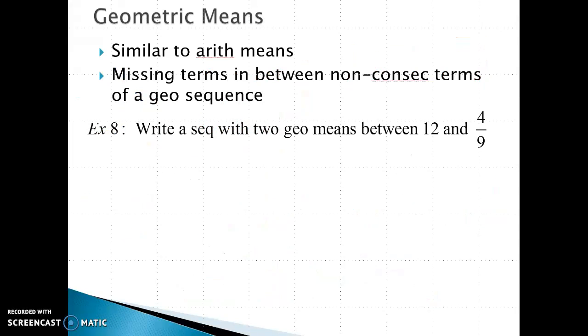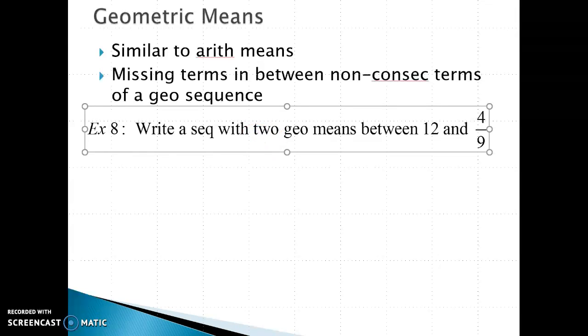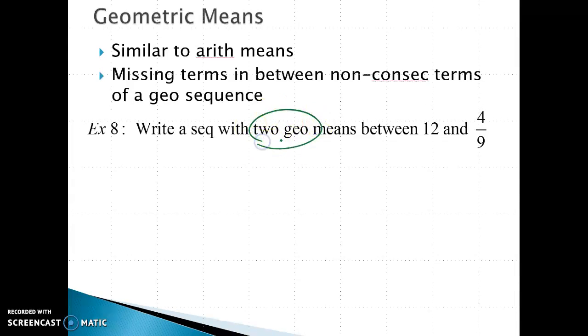All right, geometric means are going to be very similar to our arithmetic means that we learned before. Same idea, it's the missing terms in between non-consecutive terms of a geometric sequence. We're going to set this up the same way. When we see that we have 2 geometric means, that essentially means that we have 2 blanks or 2 unknowns. So we will say 12, blank, blank, 4 over 9.